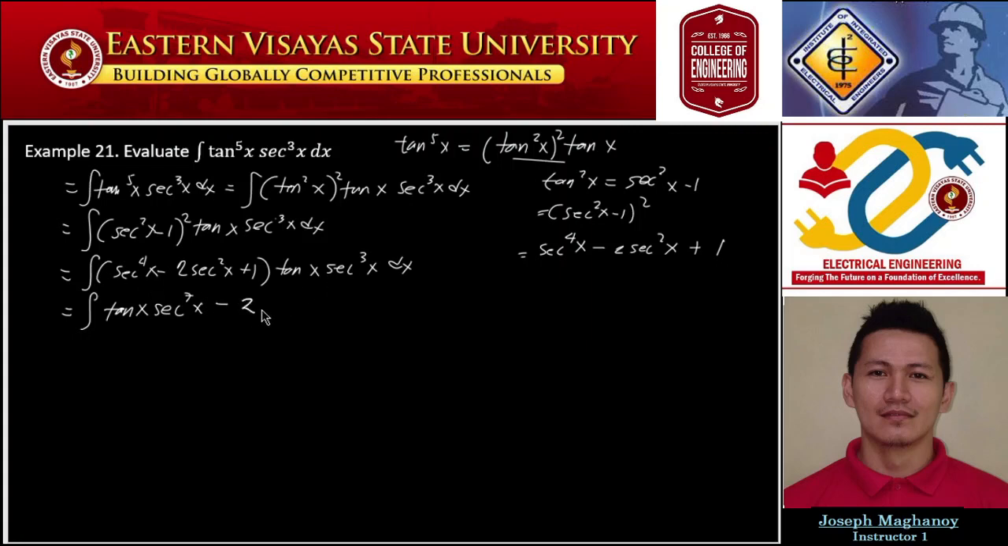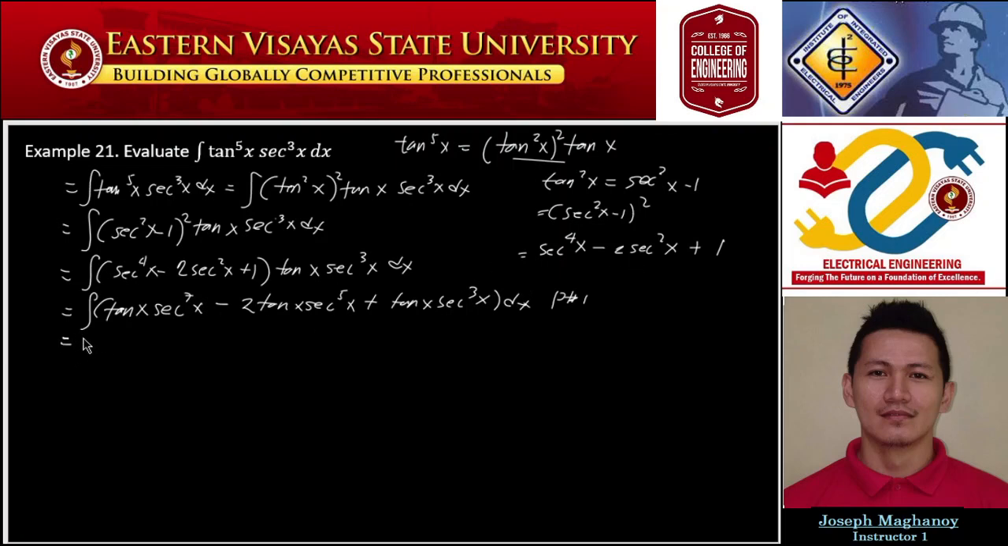Minus 2. So we copy tangent x since there's no tangent here, but secant squared and secant cubed, that is secant to the fifth power. Copy the base x. So plus 1. Plus 1, we only copy the tangent x, secant cube x dx. Okay, so we apply our property number 1 here. We distribute dx and the integrand.